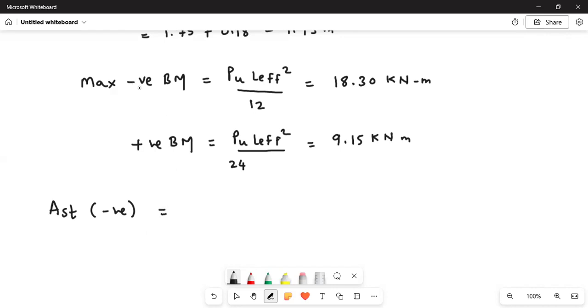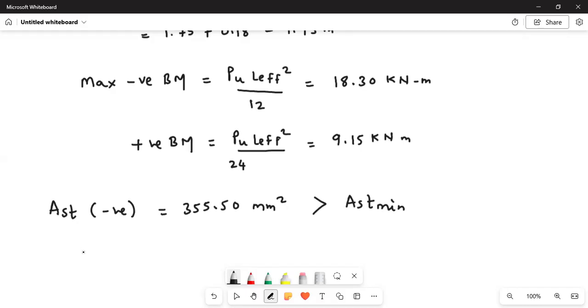AST for this negative bending moment is 355.50 mm square, which is greater than AST minimum. What is the value of AST minimum? The value of AST minimum is 216 mm square. So your AST should be greater than 216. If it is not greater than 216, you need to provide 216. Here it is greater than 216, so AST is 355.50, which is greater than AST minimum.